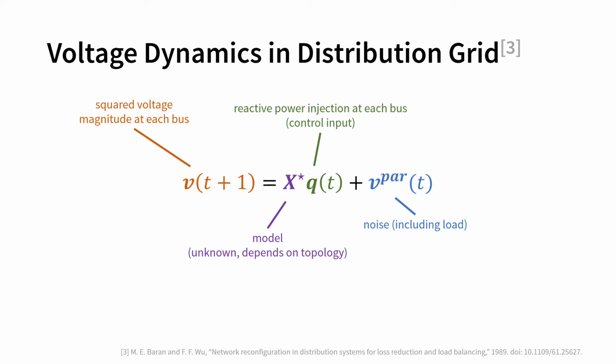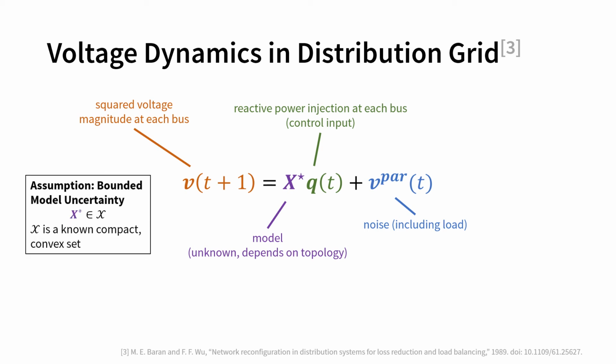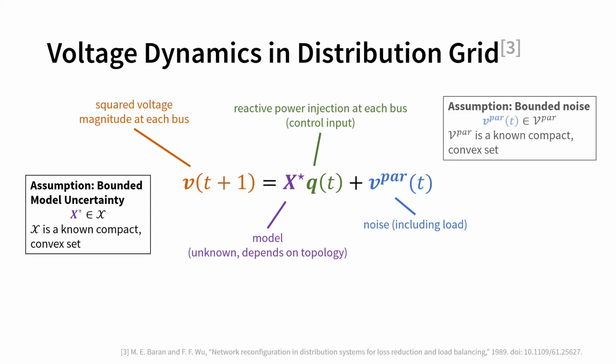We make four reasonable assumptions about these voltage dynamics. First, the unknown model, X star, lies in some known uncertainty set, calligraphic X. This assumption requires some knowledge from the electrical utility to determine what the initial uncertainty set is. Second, we assume that the noise is bounded. Specifically, the noise lies within a known compact convex set denoted capital V par.